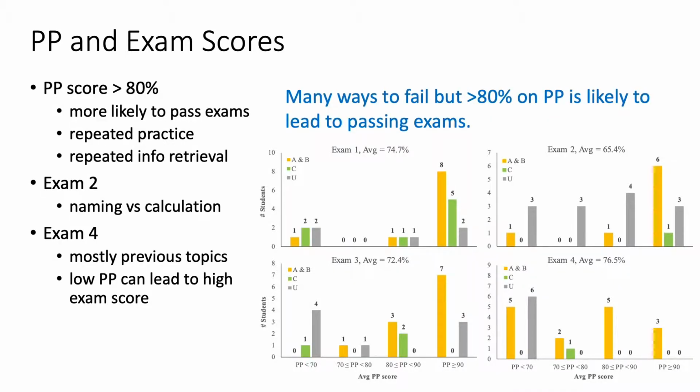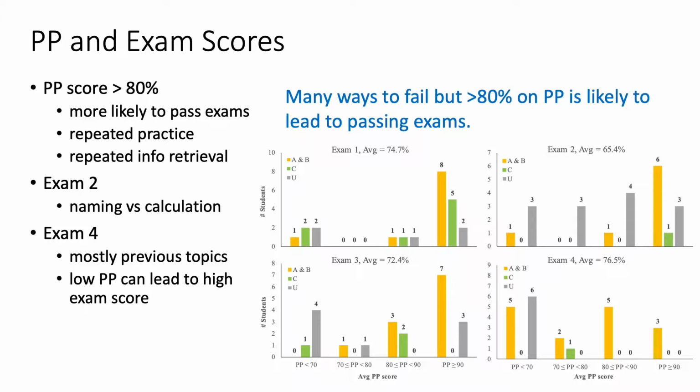And then I wanted to look at how this problem score correlates to their exam score in class, whether it helps them on the exams. So what we can see is that if they score 80 or above on the problems, they do pretty well on the exams. And you can see that's throughout the first three exams.